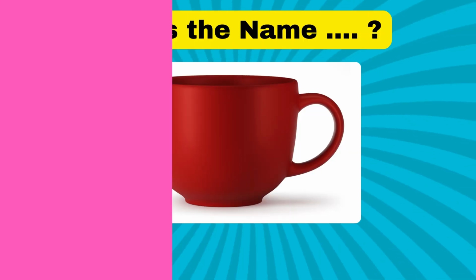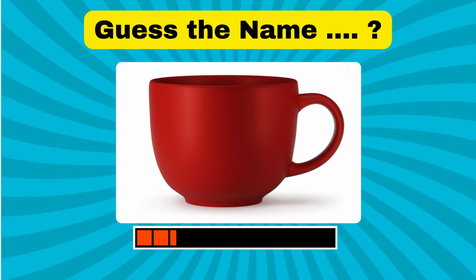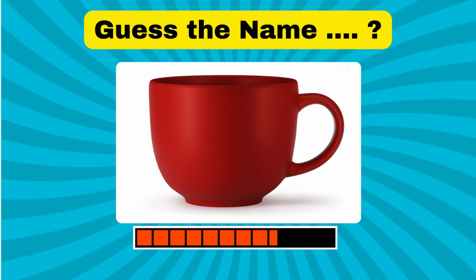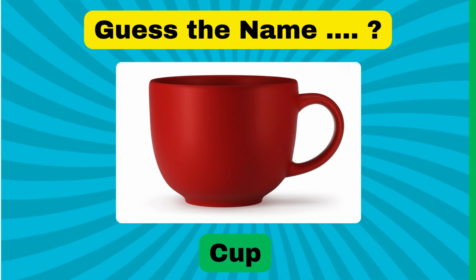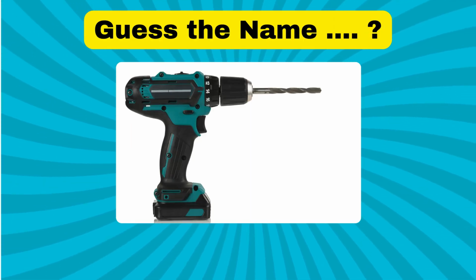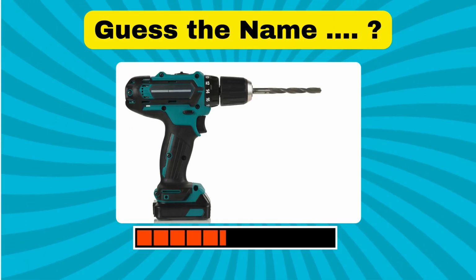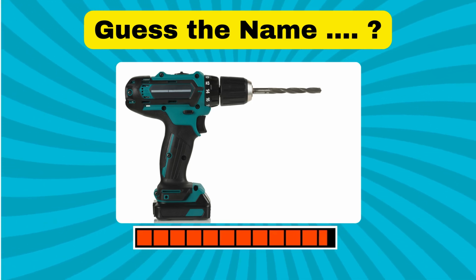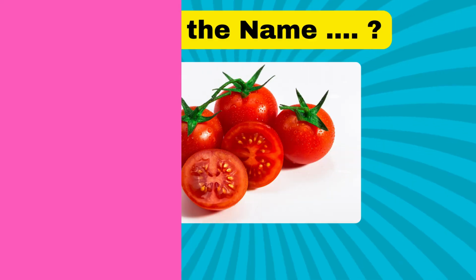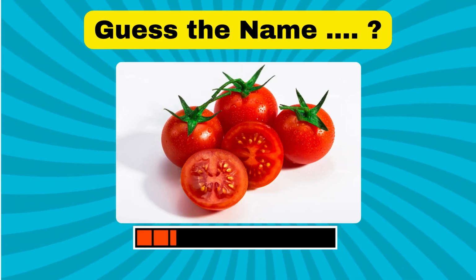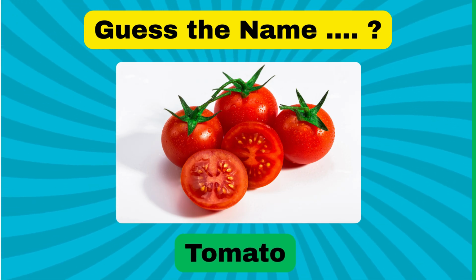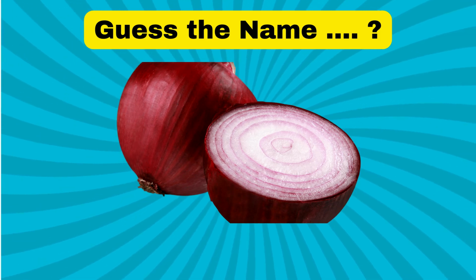What is this called in English? Pen. Can you name this thing? Cup. What is this? Drill. What do we call this item? Tomato.